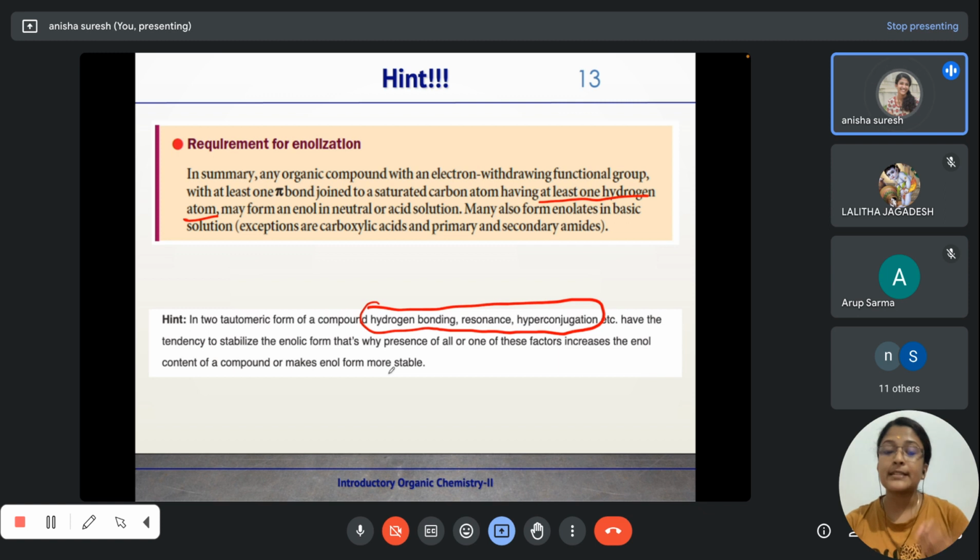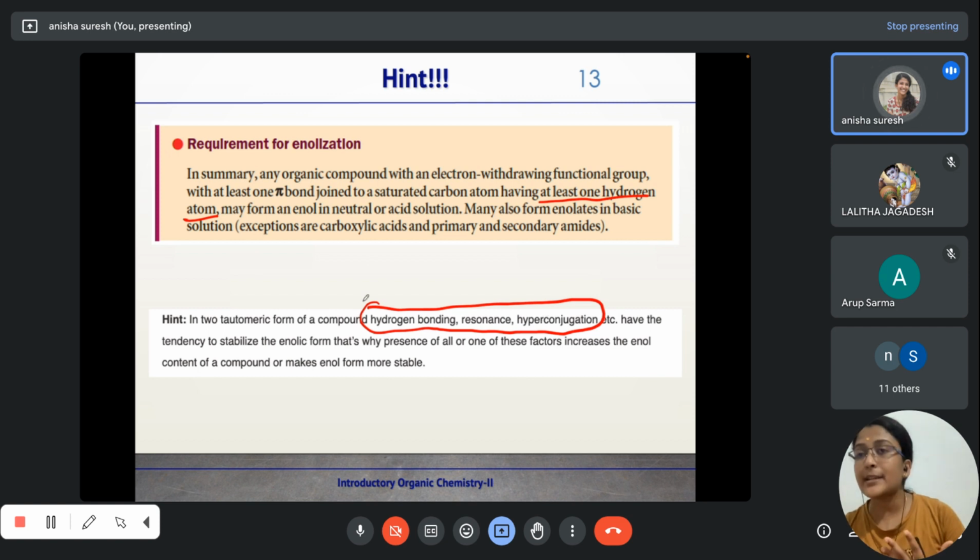But in some cases, the enol form will be more stable. So, which are the factors that will stabilize the enol form? That will be hydrogen bonding, resonance, hyperconjugation, etc. As you have mentioned, if the number of adjacent alpha hydrogen atoms is increasing, that will result in more hyperconjugation. If the hyperconjugation effect is increasing, it will stabilize the enol form.